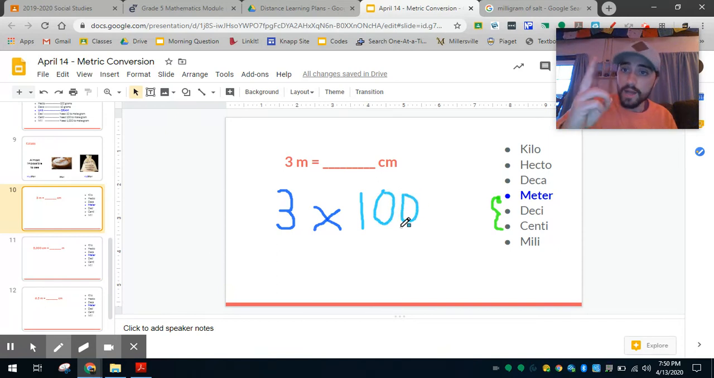We did 2 hops, we get 2 zeros. And 3 times 100 is 300. So 3 meters equals 300 centimeters. Those are the same things. 3 meters is 300 centimeters.